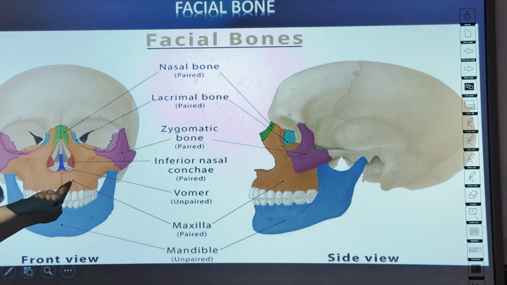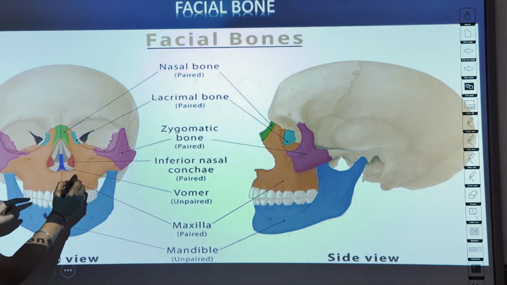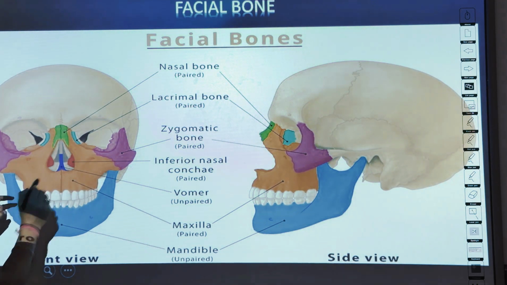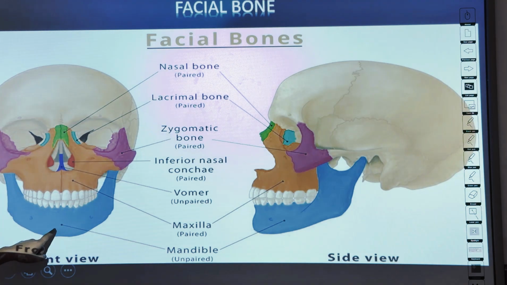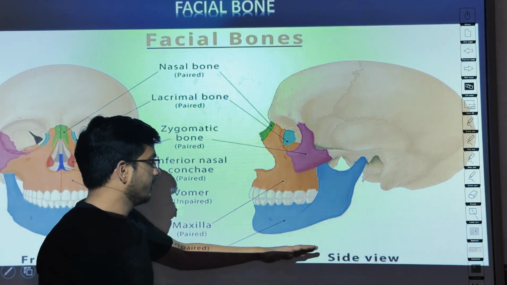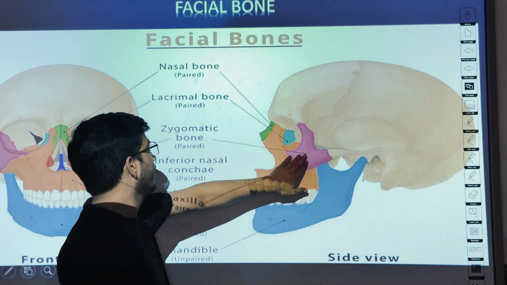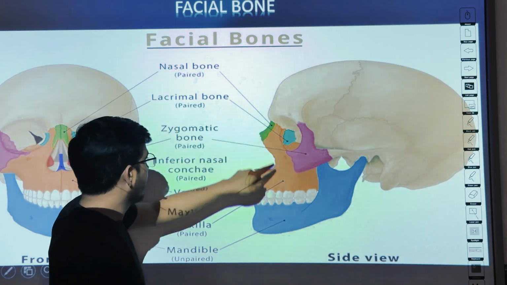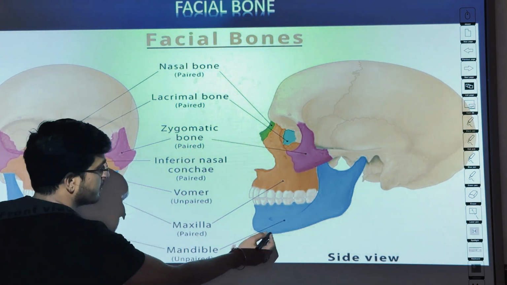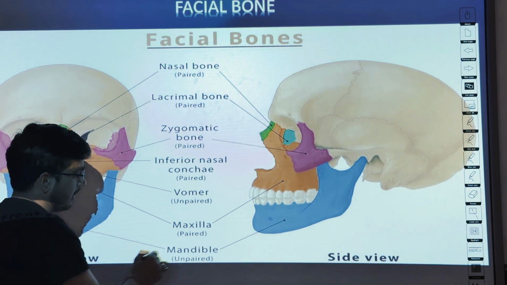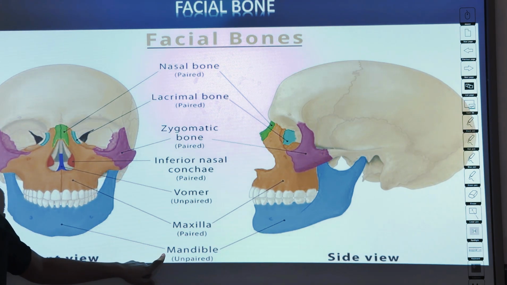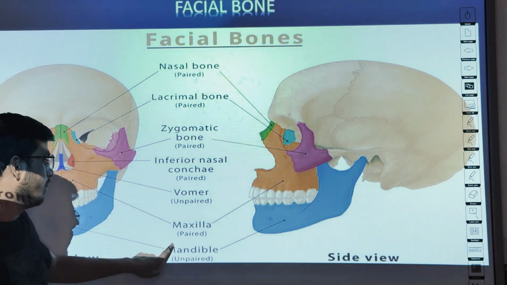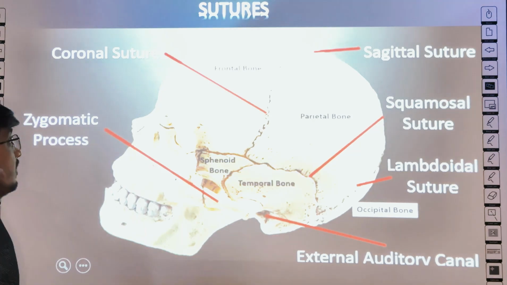Then we have the maxilla, which is paired. Then we have the mandible, which is unpaired. In the lateral view, you can see the zygomatic, the lacrimal bone, the nasal bone in green, the maxilla, and this part is the mandible, which is the only mobile bone among all the bones. Next we have the cranial sutures.